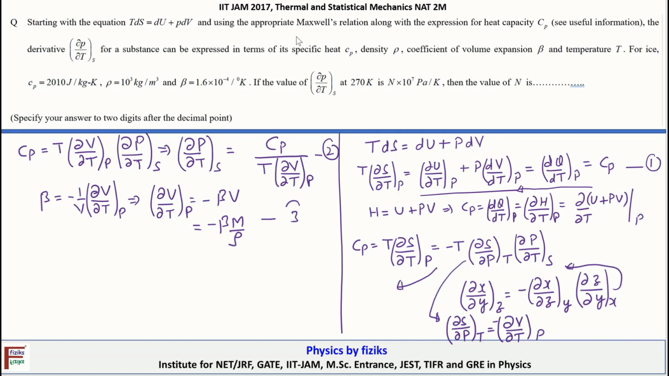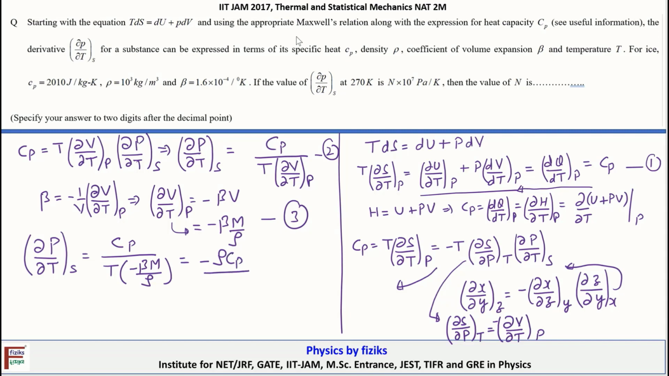Now by making use of equations 2 and 3, dP by dT at constant entropy is equal to Cp divided by T dV by dT, so divided by T, and then dV by dT is equal to minus beta m divided by rho. After rearrangement, this becomes equal to minus rho Cp divided by T beta multiplied by m.